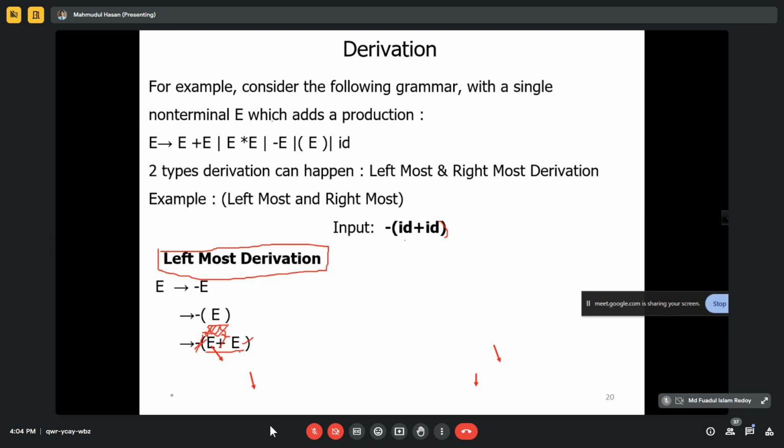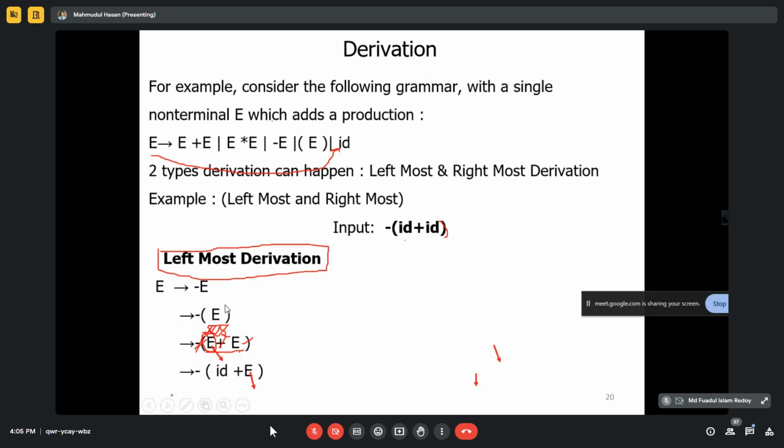So this one. Which production rule will be the next? ID. Sir, E to ID. Is it? So E to ID. But sir, on what basis do we choose leftmost or rightmost?